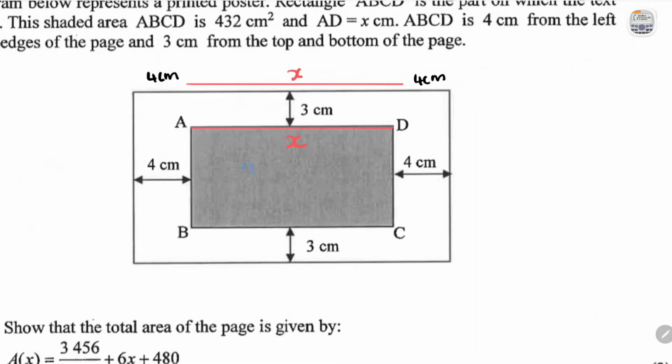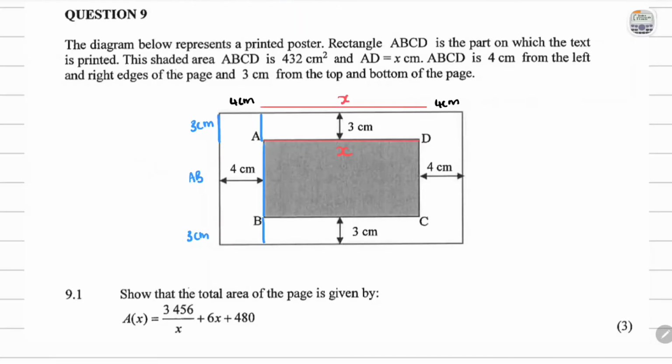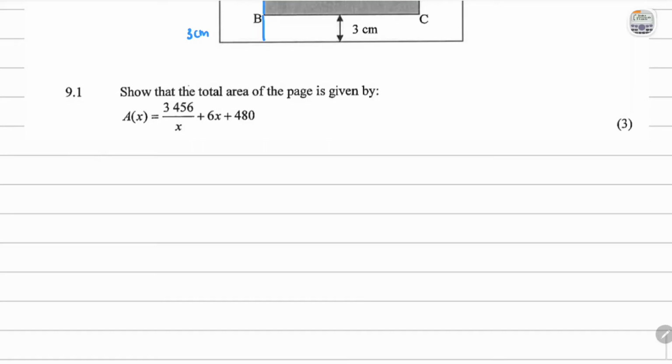And then the width of the page would be this little part, which we didn't really call anything. We can call it Y or something else, but I'll just call it AB. That part is going to be that plus the 3 centimeters at the top, and 3 centimeters on the bottom, which makes up that part. And let's attempt to find this area.